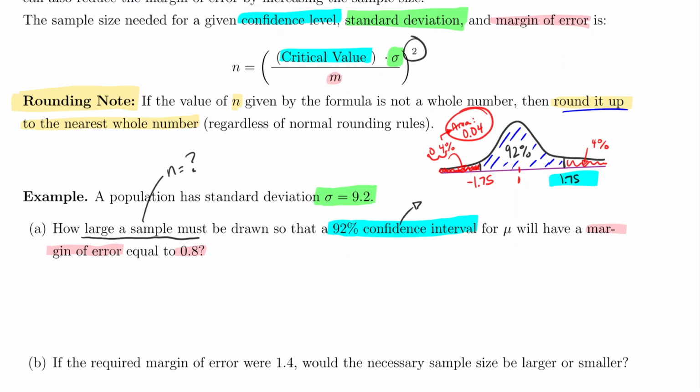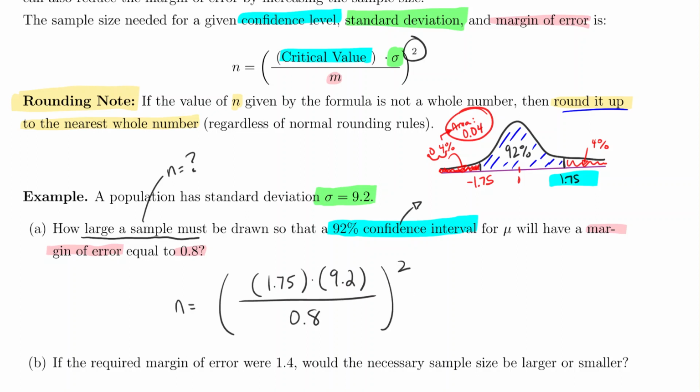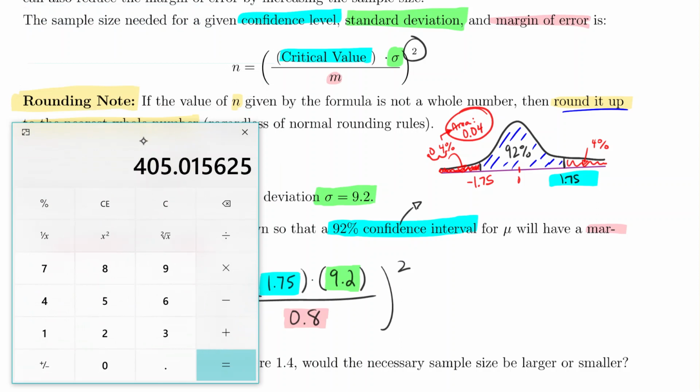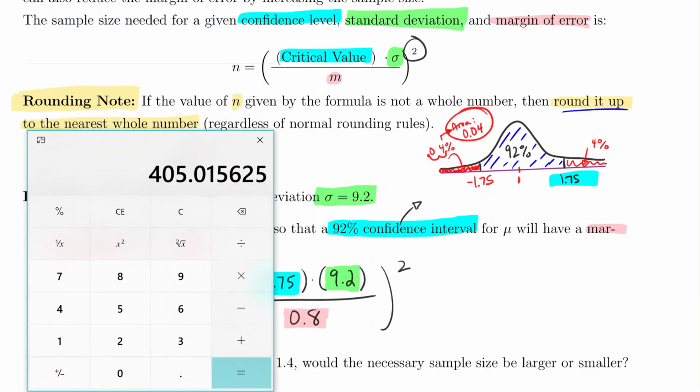So then using the formula, we see the sample size we need is equal to my critical value of 1.75 times my standard deviation of 9.2 divided by my margin of error 0.8, all squared in my calculator. And when we type that into the calculator, we get this value. Now we know our rounding rule says it doesn't matter what the decimal is. If it's not already an integer, you've got to round up to the next integer, or the next whole number.